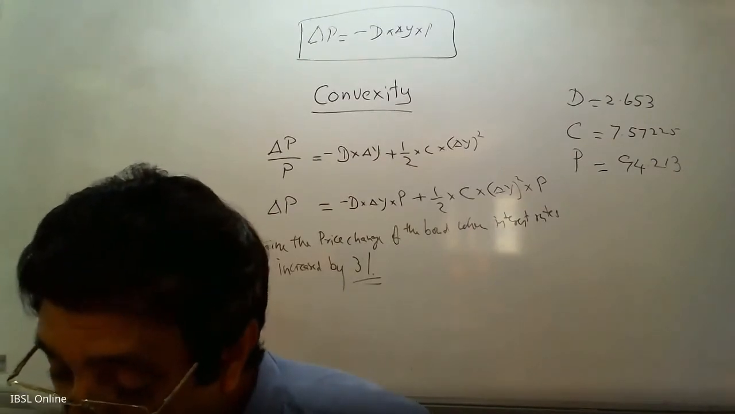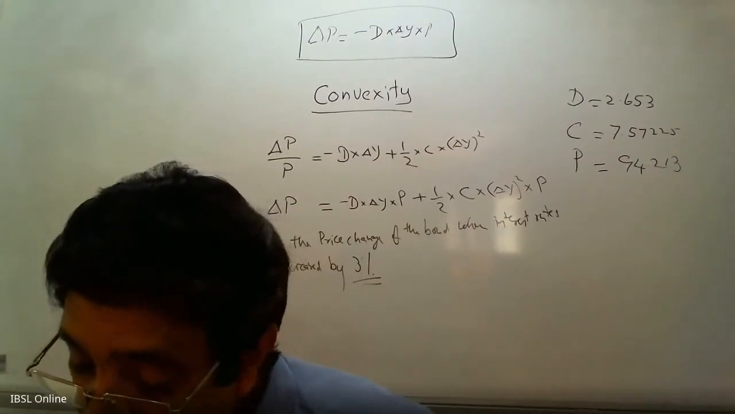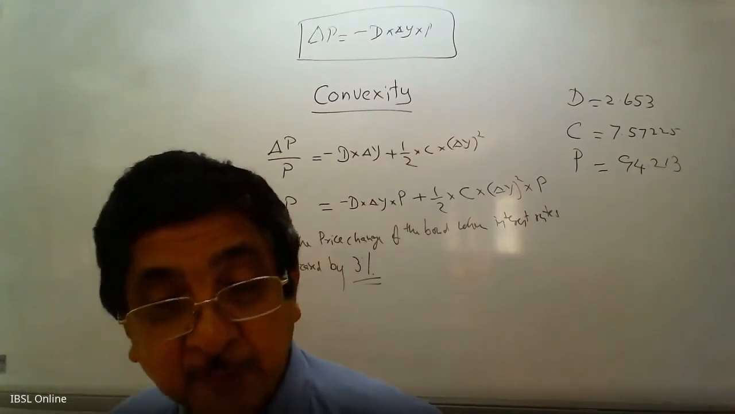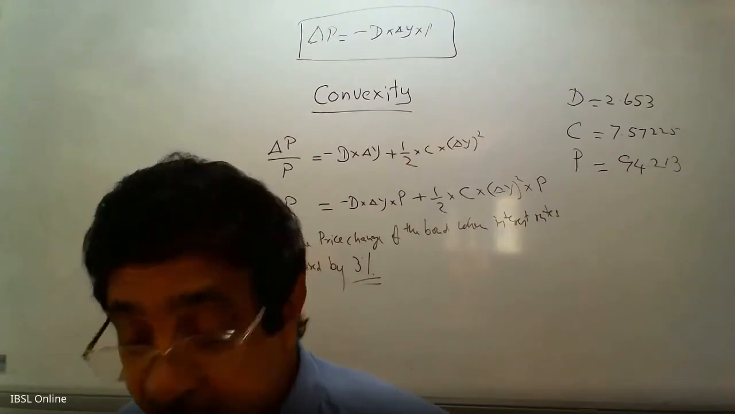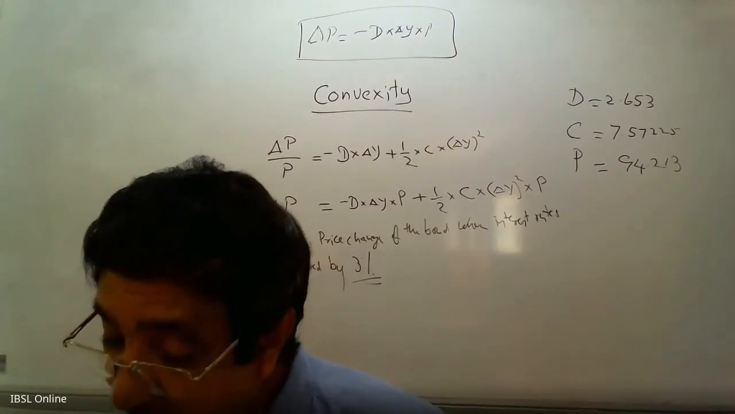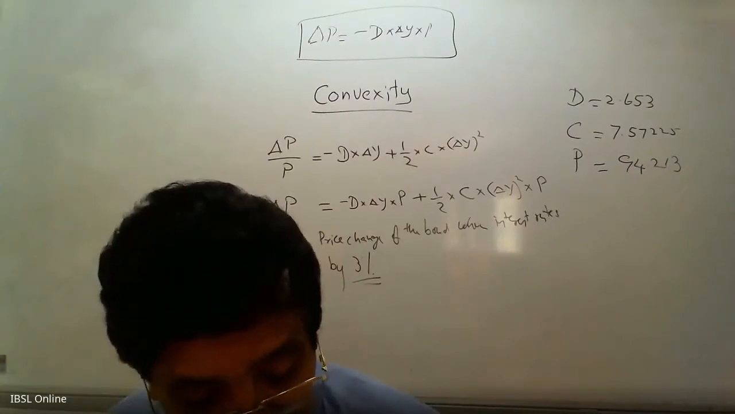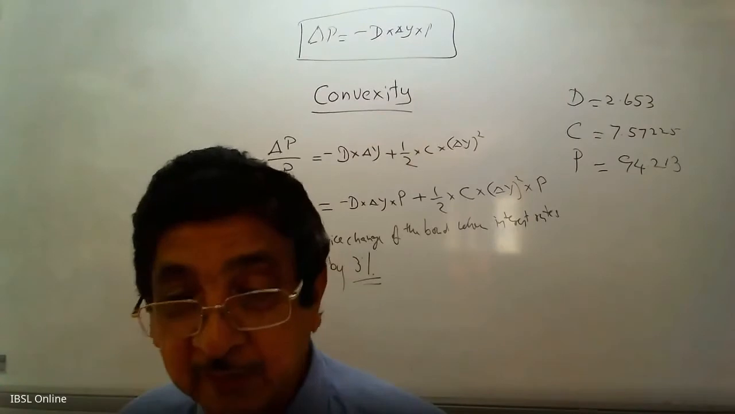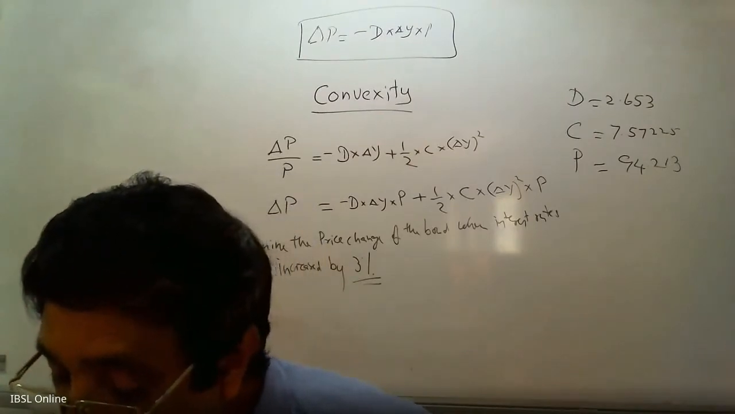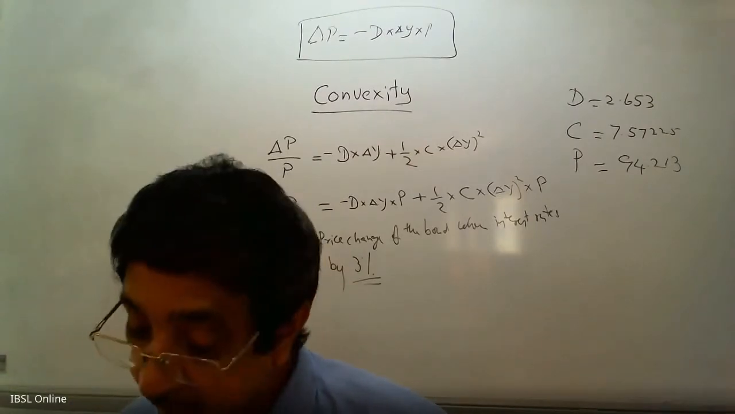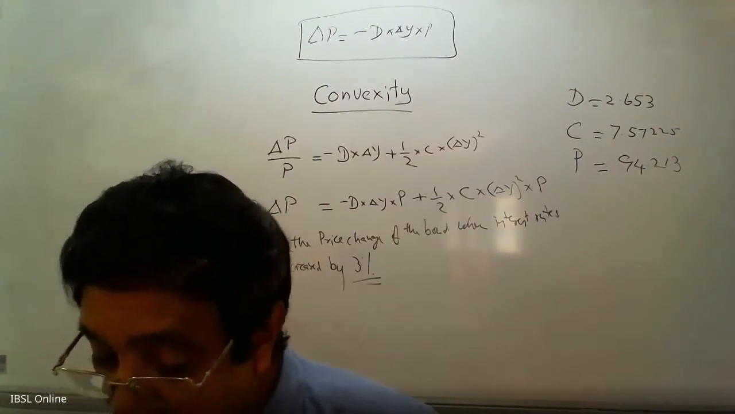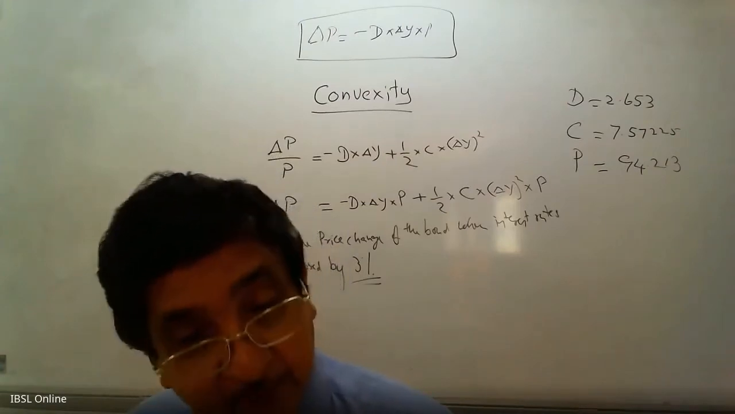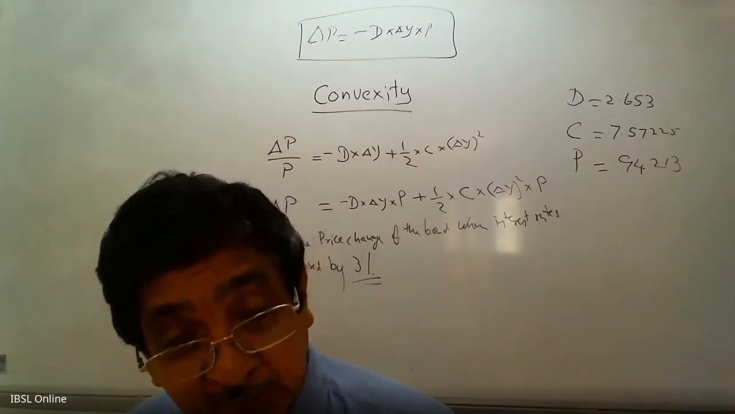Now this gives you the answer as minus 0.076182487. But if you want to get the price change, you have to multiply this with the price. Price is 94.213. So you get the answer as minus 7.17738. Up to three decimals, that will be okay. So we can accept the answer as minus 7.177. So that is the price change.